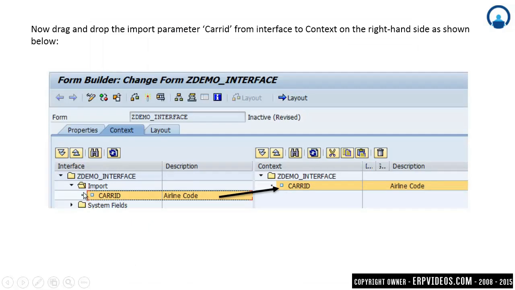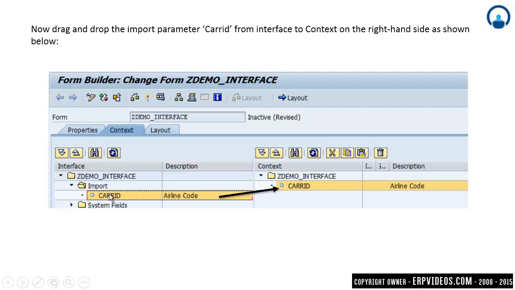Once we drop down these import fields, we will get the field name which is available under zdemo_interface, the interface which we designed as our first step while designing the form. So that carrier ID field will be available under this import parameter.